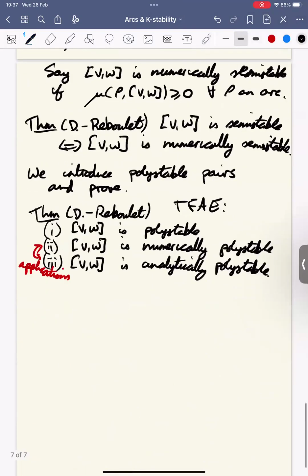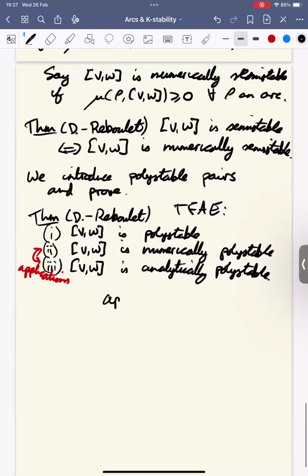Okay, applications. Any questions about this general theory of stability of pairs? Very happy to take a question. It's good to get questions when you're speaking online, I think especially.